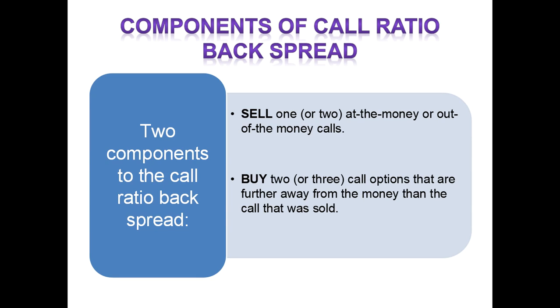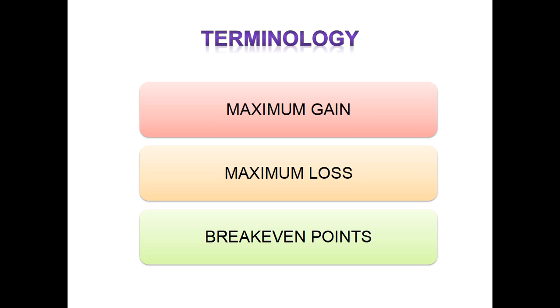So let's look at the components of the call ratio backspread. This requires two components. First is the selling. You have to sell one or two at the money or out of the money call options. And for buying, you have to buy two or three call options that are further away from the money than the call that was sold.